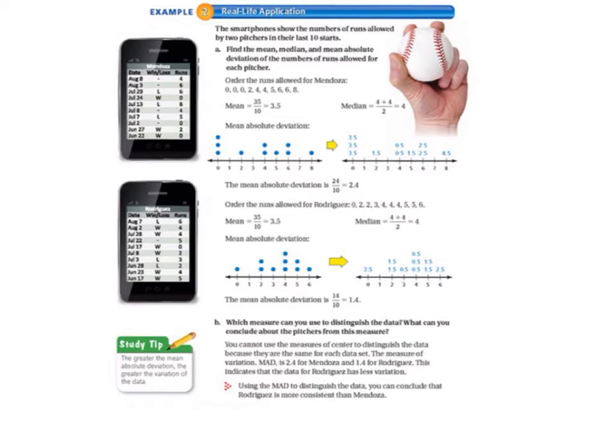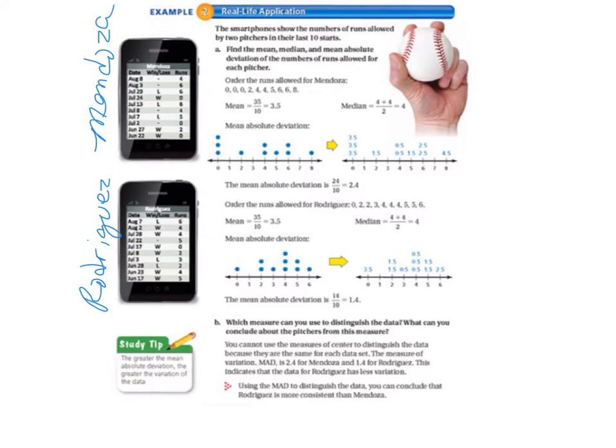So moving on to example 2, our real-life application is on page 421. The smartphones show the number of runs allowed by 2 pitchers in their last 10 starts. And I know they're kind of hard to see on the phones, so I'm going to label these with the players' names. This is Mendoza. And this one is Rodriguez. And they're written out for you. They're typed out on the page, so it makes it a little bit easier to see.